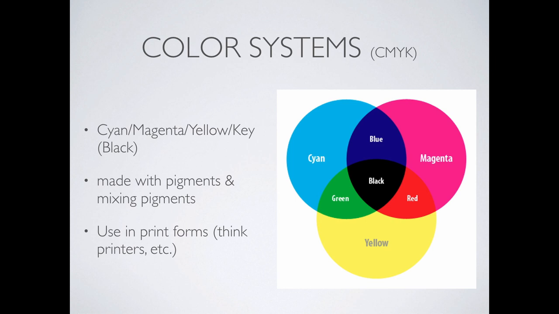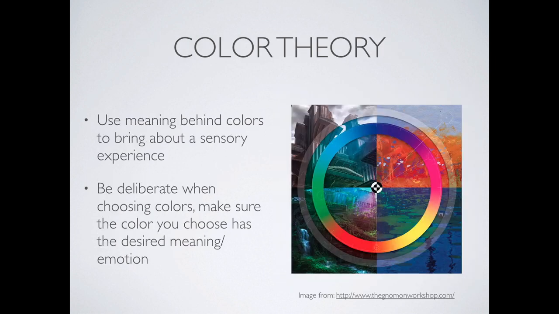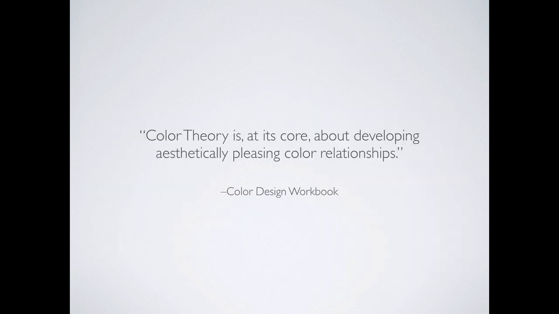So color theory essentially is that there's meaning behind the colors, and that those meanings bring about a sensory feeling to you as the viewer or as the audience of this particular color. You have an innate feeling about a particular color, and that enhances your experience when looking at a piece of art or a drawing or what have you. So you as a designer should be deliberate when thinking about what color, what specific shade of red, shade of yellow are you going to use, because that has a particular meaning associated with it. So, color theory is at its core about developing aesthetically pleasing color relationships. So we're trying to do something with color.